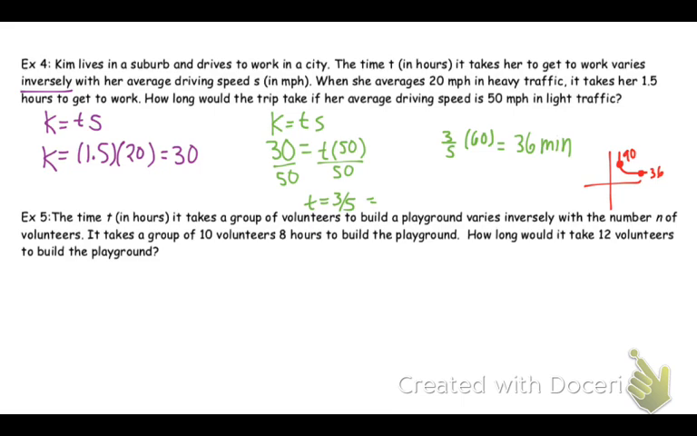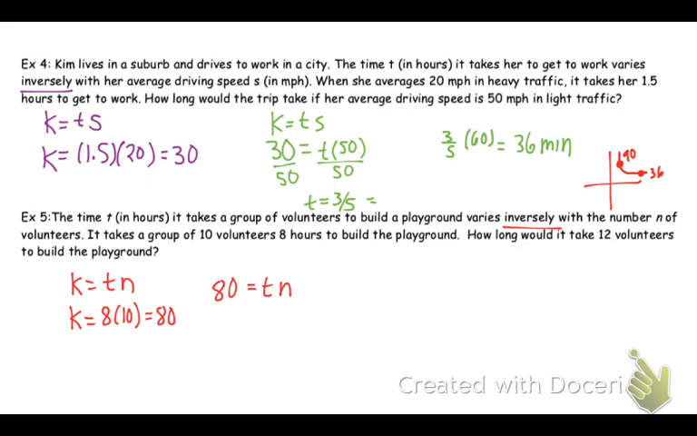All right, last example. The time in hours it takes a group of volunteers to build a playground varies inversely with the number of volunteers. So k is equal to t times n. It takes a group of 10 volunteers 8 hours to build a playground. So my constant is going to be 8 hours times 10 volunteers, which is 80. So 80 is going to equal t times n. And then we can use this to find any information we want.